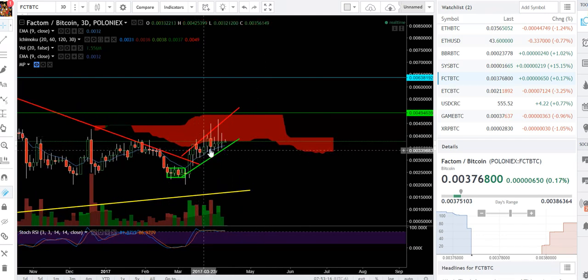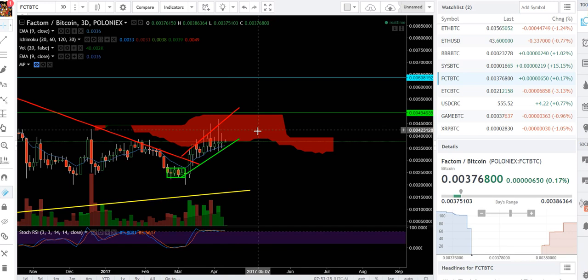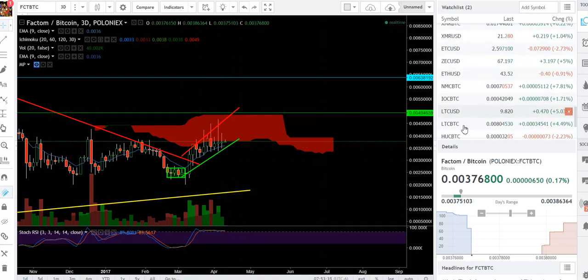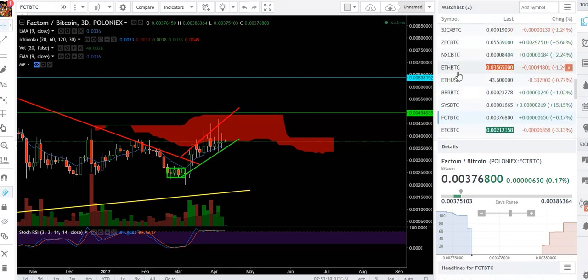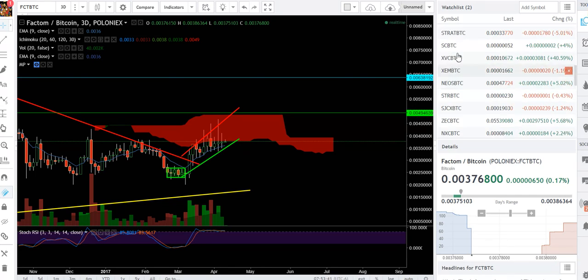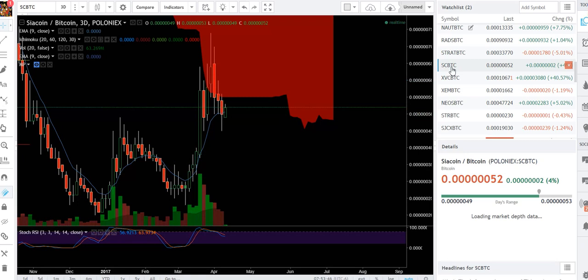It needs to work its way through this 3-day cloud until it's finally above it, and then consolidate above it and move on. Now, until that 3-day cloud is broken, we're going to see a lot of lower time frame attempts to get up in price and then rejections, okay? And that's exactly what's going on with Siacoin as well. Let's see, where's our Siacoin? Let's see, same thing, guys.